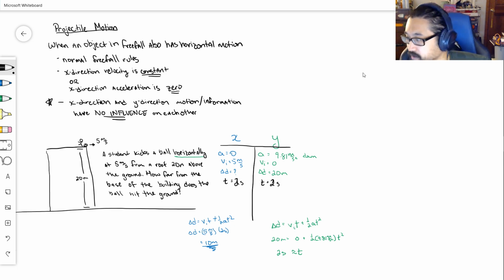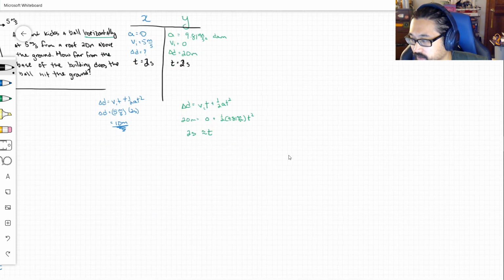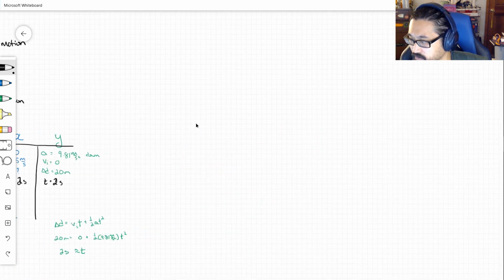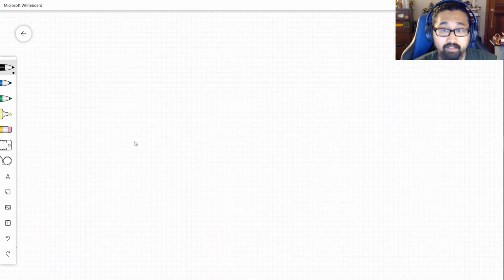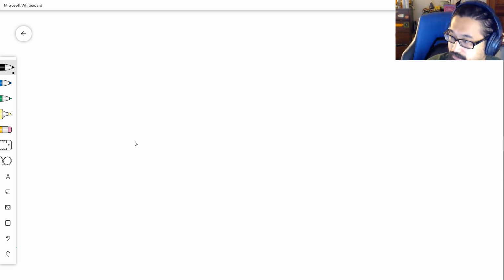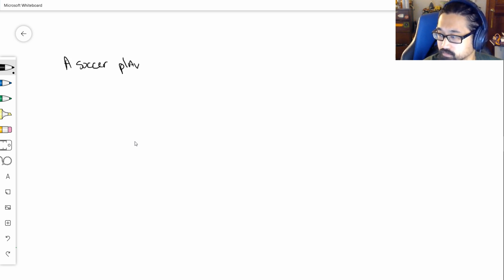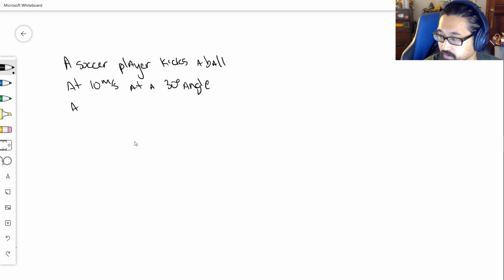Let's take a look. I'm going to give the intro to a question without actually asking the question. A soccer player kicks a ball at 10 meters per second at a 30-degree angle above the horizontal.